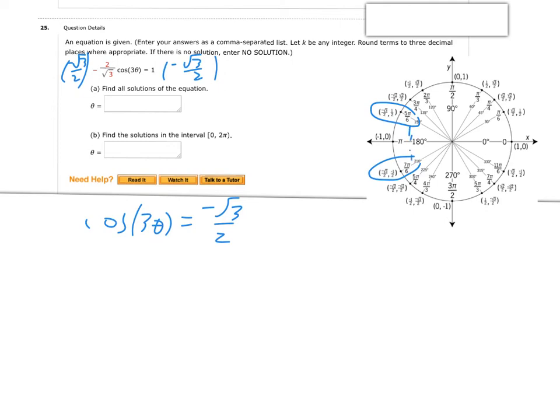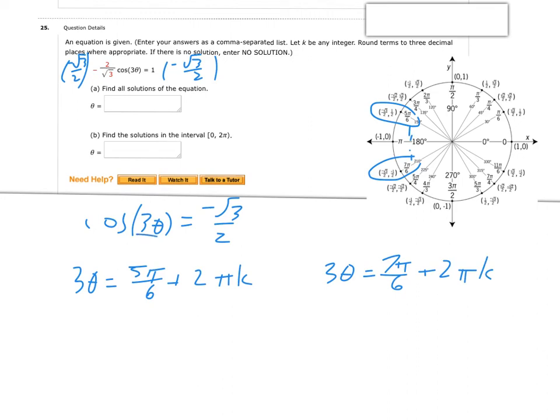Now these are not diameter buddies, so I have to start right now by saying 3 theta equals, and I have to do each one on their own, plus 2 pi k. So 3 theta also equals 5 pi over 6. Nope, that one will be 7 pi over 6 plus 2 pi k. So since the inside here was 3 theta, I need to include that now in my formula.